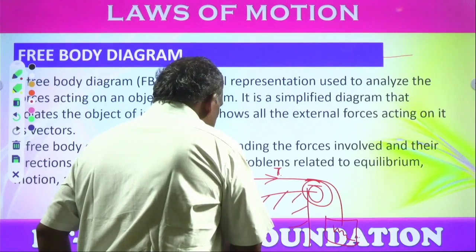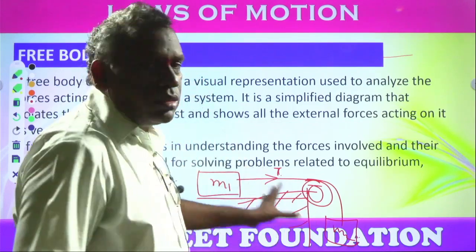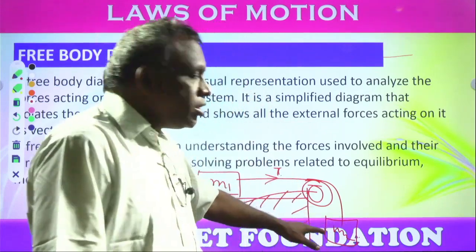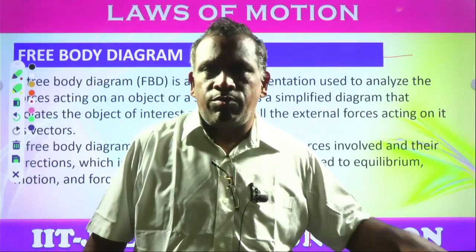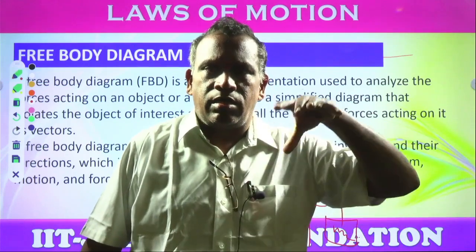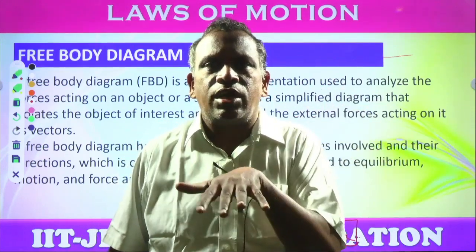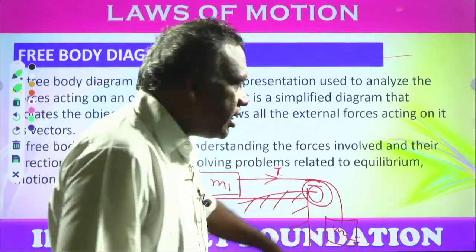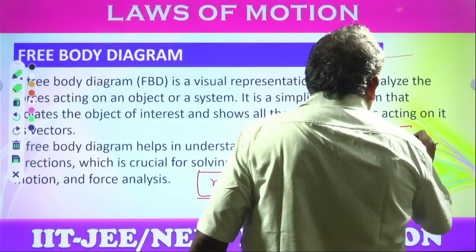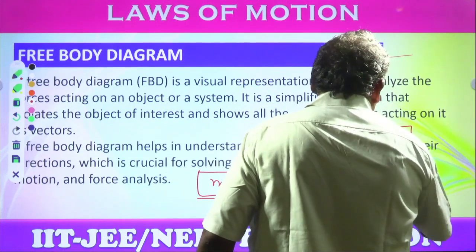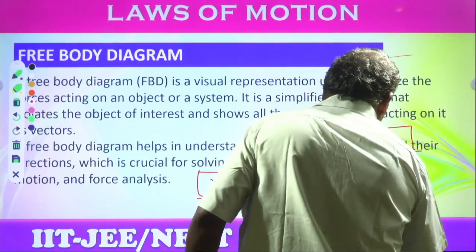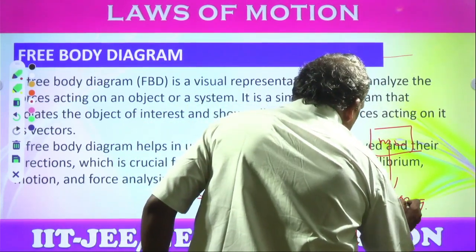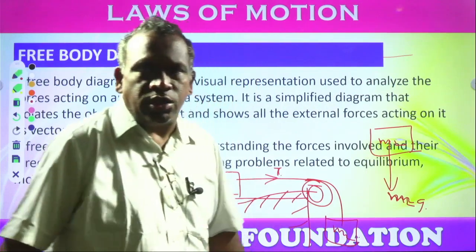M1 is an object lying on the horizontal surface. M2 is the hanging mass. M1 is stable, sitting on the table, but M2 is hanging. There will be gravity. If you draw the free body diagram for M2, there is M2g, the weight. M2g is going to act vertically downwards.